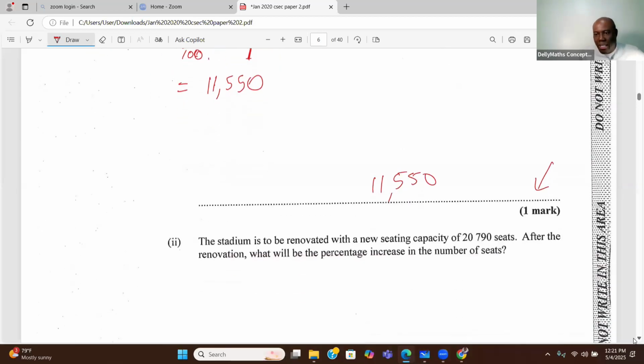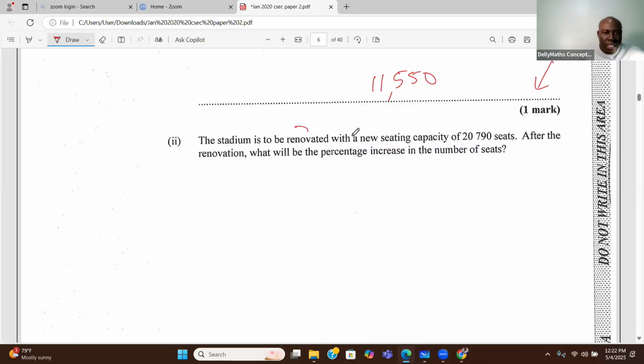All right. Next question. So the stadium is to be renovated with a new seat capacity of that. After the renovation, what is the percentage increase? It's not a big deal. Percentage increase, you will not get those little formulas from CXC. They don't give those. So it's an increase in percentage.